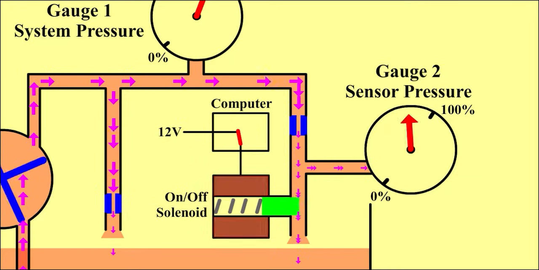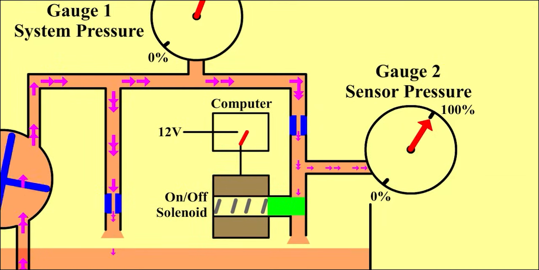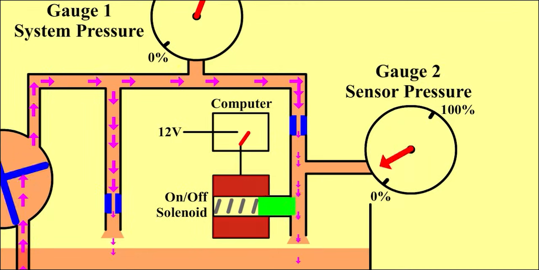When the solenoid opens the passageway to the reservoir, the pressure on gauge 2 drops to 0. The 0 and 100% values are directly related to the digital high-low voltage values produced by the Hall effect switch.